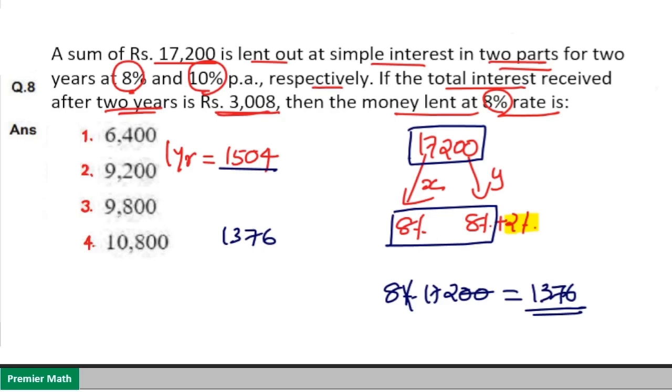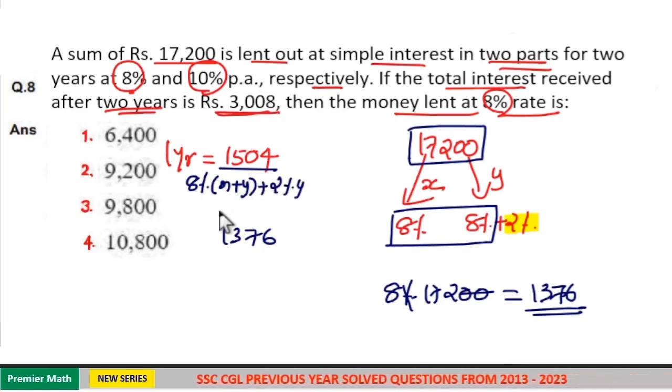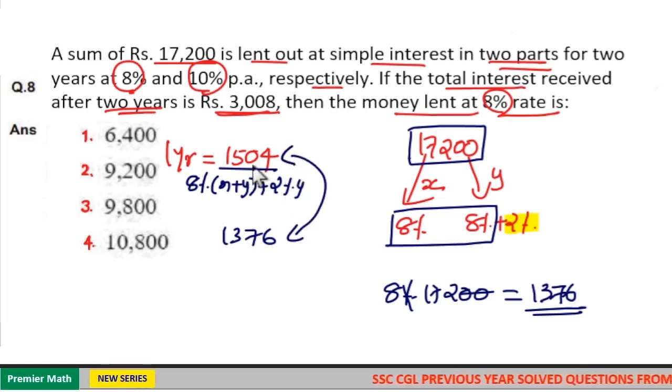That is, here this 1504 is 8% of X plus 8% of Y plus 2% of Y. That is, 1504 is equal to 8% of X plus Y plus 2% of Y. Now 8% of X plus Y means 1376. So subtract it from 1504, and you will get 2% of Y. So this is equal to 14 minus 6 is 8, 9 minus 7 is 2, 14 minus 13 is 1.